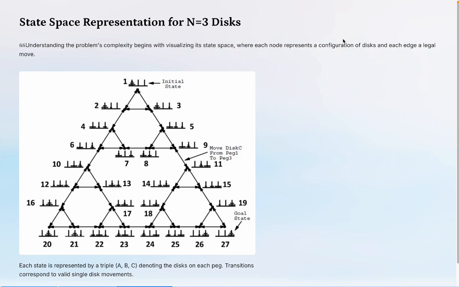Coming to the state space representation, to analyze the problem, we use the state space representation. Each state is a configuration of disks on the 3 rods. Example for 3 disks, ABC, where each symbol shows which disks are on the rod, and each transition is moving a single disk legally. This state space grows exponentially with n. For 3 disks, we can easily draw the state graph, but as the value of n increases, the state space diagram also increases.